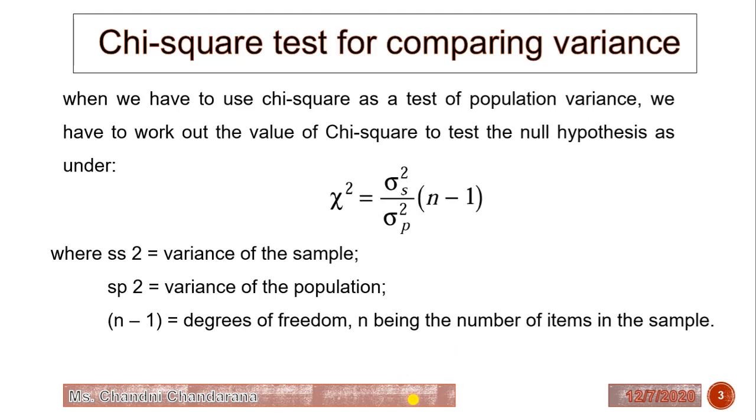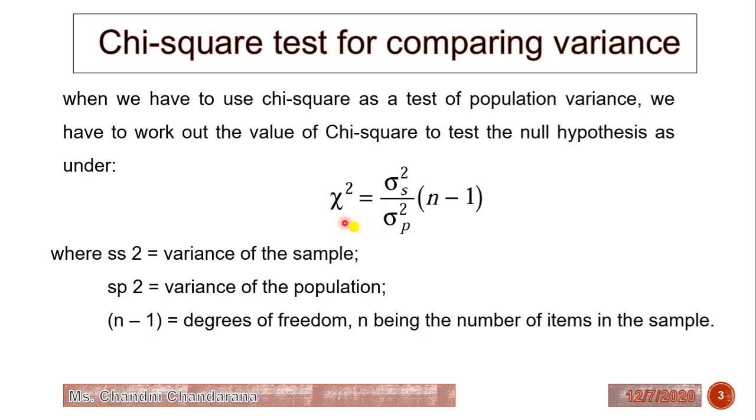Now we will see the equation. To compare variance, we have to apply this equation. So when we use chi-square test as a test of population variance, we have to work out the value of chi-square to test the null hypothesis by using this equation. When do we use this equation? When we are applying this test of a population variance.